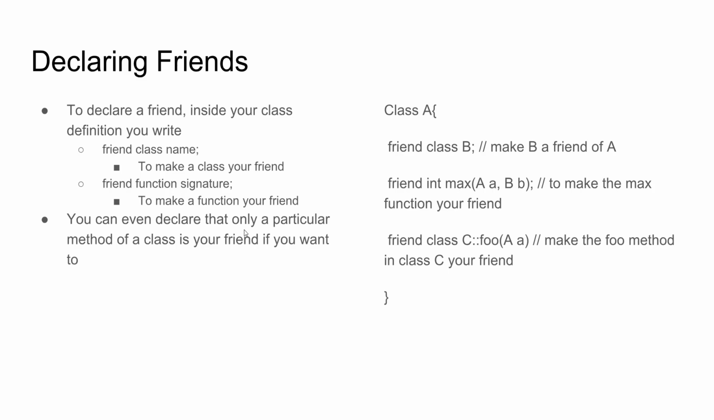You can also declare only a particular method of a class to be your friend if you wanted to. Only that method has access to you as a friend. So A made B a friend. Now B has full access to A. Here I made the function max that returns an integer and accepts an A, and B is my friend. Here I made only C's foo method that accepts an A my friend. So you can do things like that.